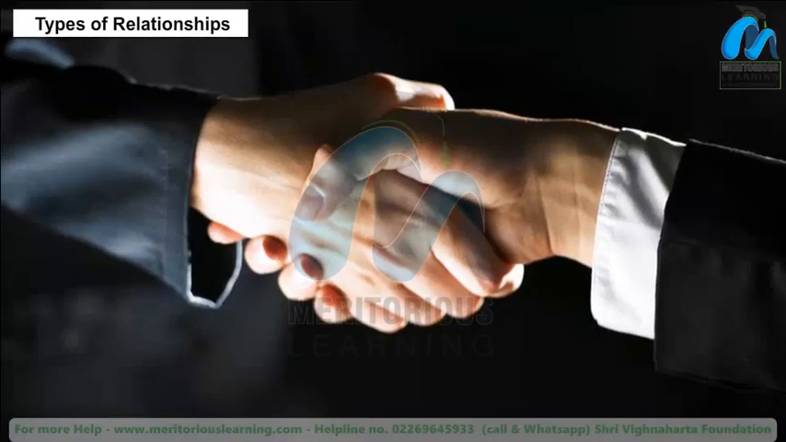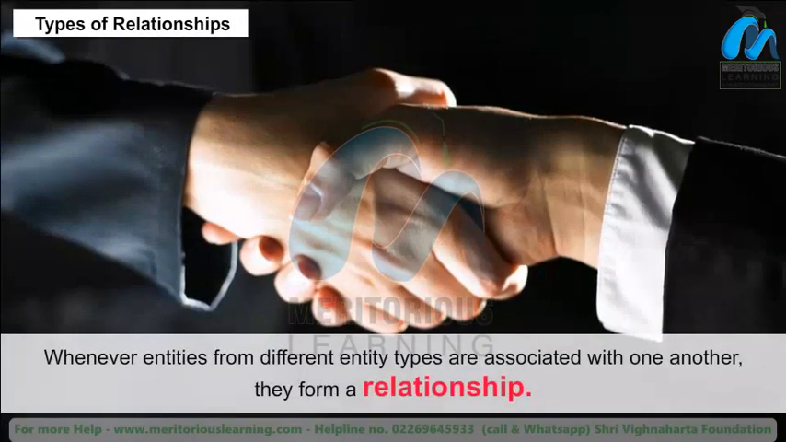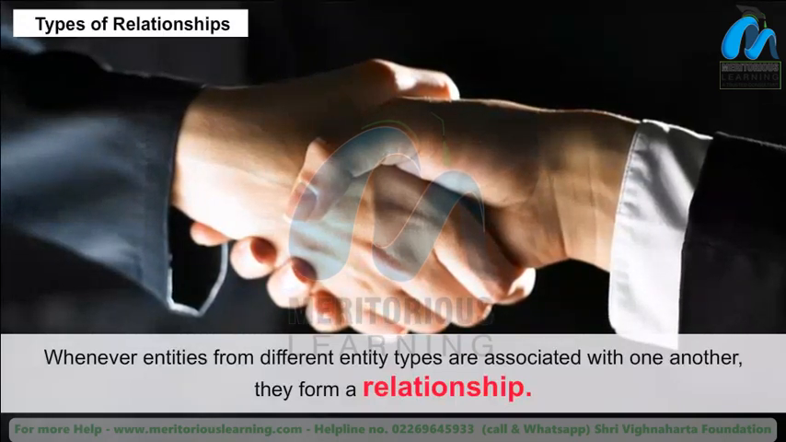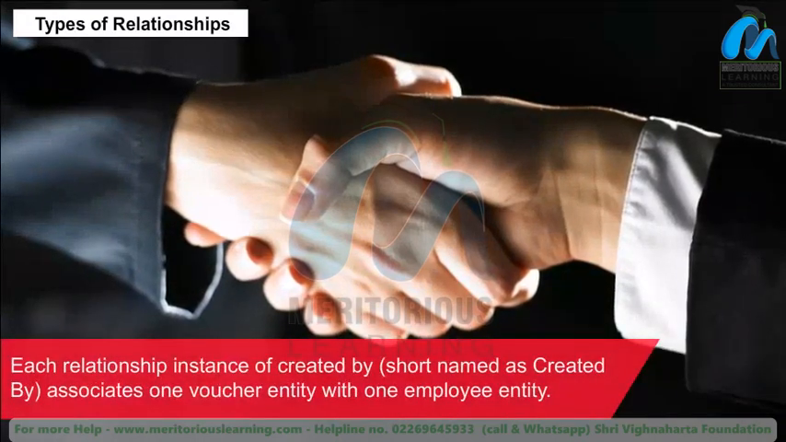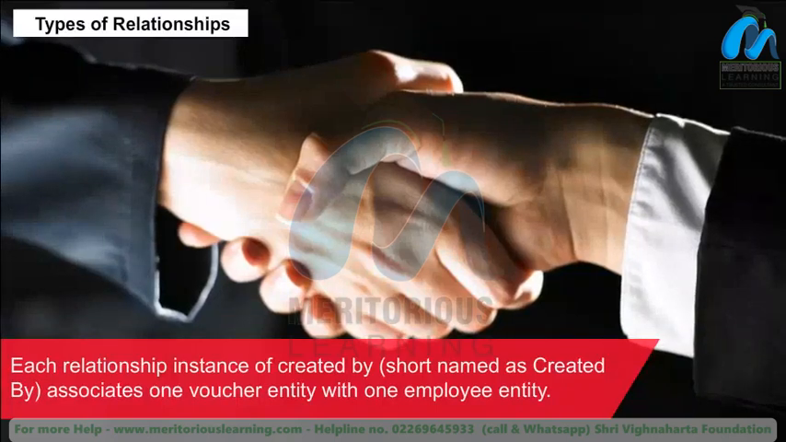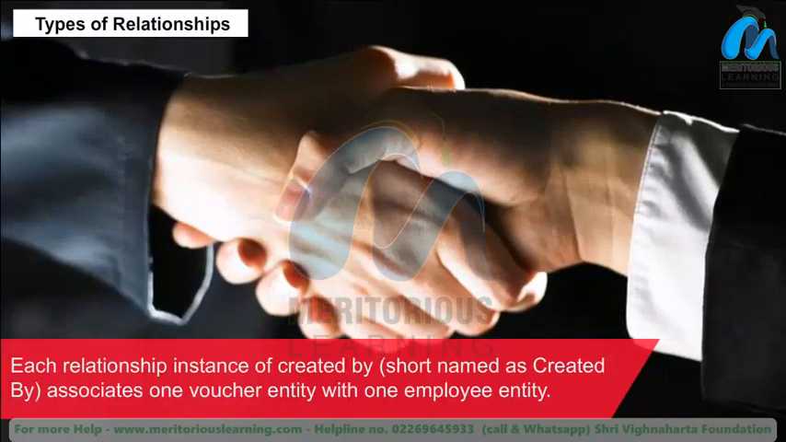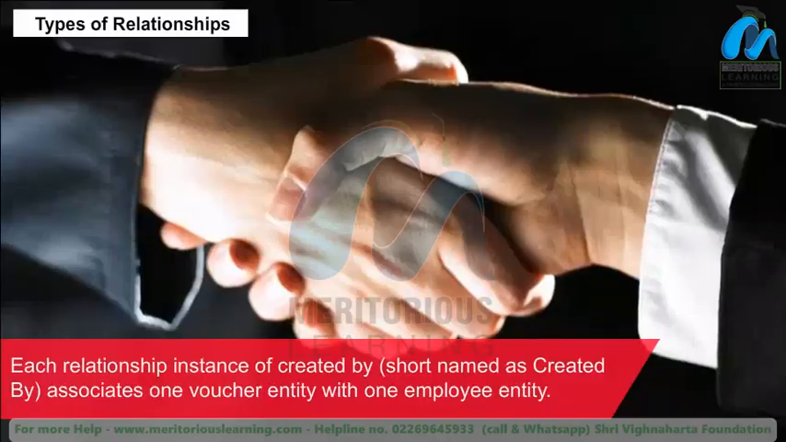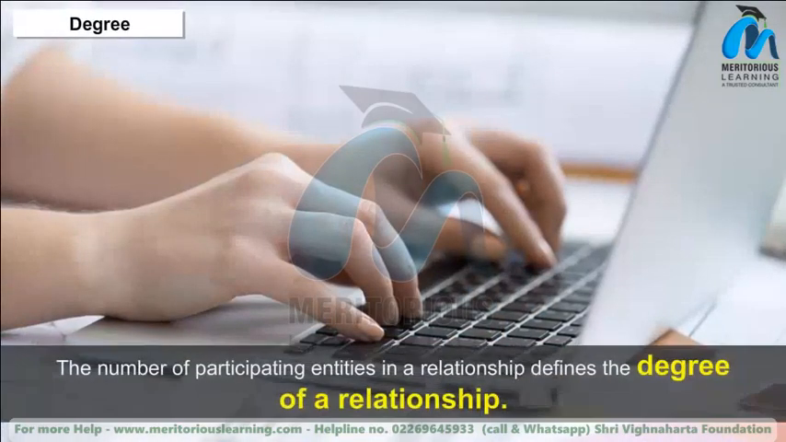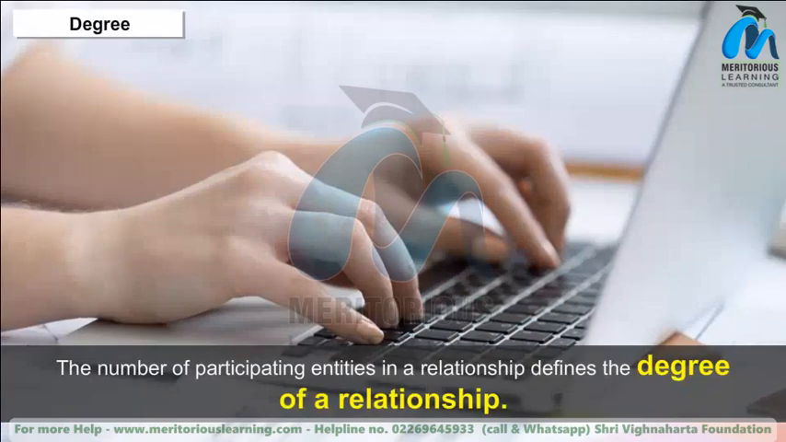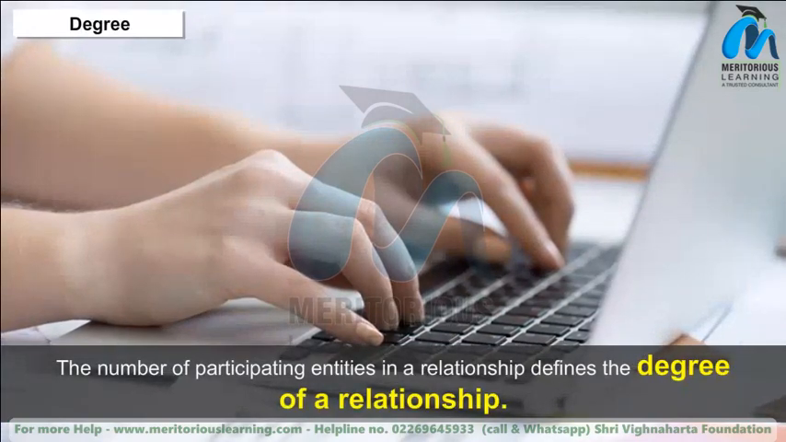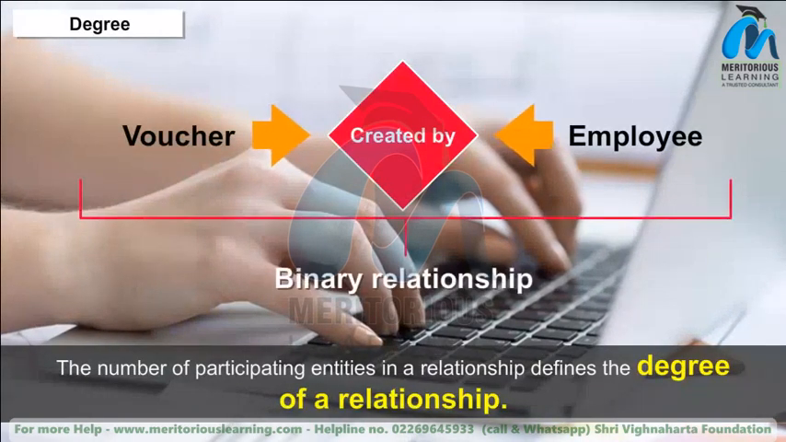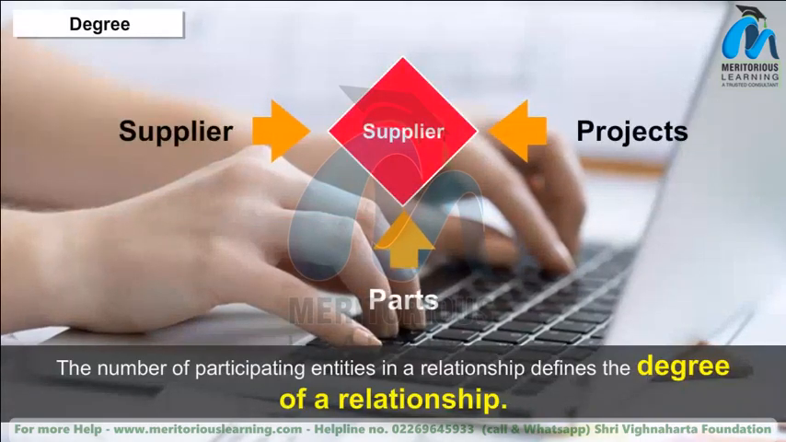Types of relationships. Whenever entities from different entity types are associated with one another, they form a relationship. Each relationship instance of created by, short-named as created by, associates one voucher entity with one employee entity. Degree. The number of participating entities in a relationship defines the degree of a relationship. A relationship between two entities is called binary, and a relationship between three.